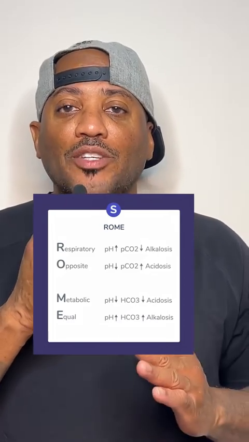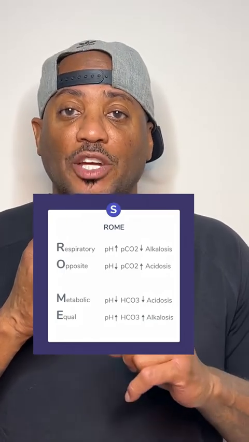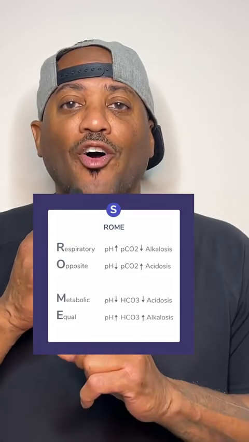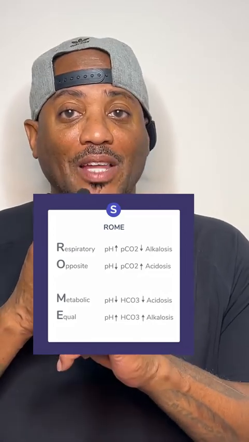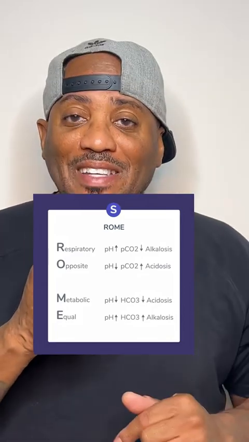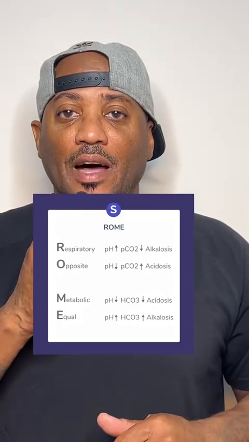Now, ME, metabolic, equal. If it's a metabolic disturbance, your pH and your bicarb will be in the same direction. If your pH is up on the alkalotic side, your bicarb will be up on the alkalotic side. If your pH is down on the acidotic side, your bicarb will be down on the acidotic side. This is how you will remember the disturbances and what's causing it.